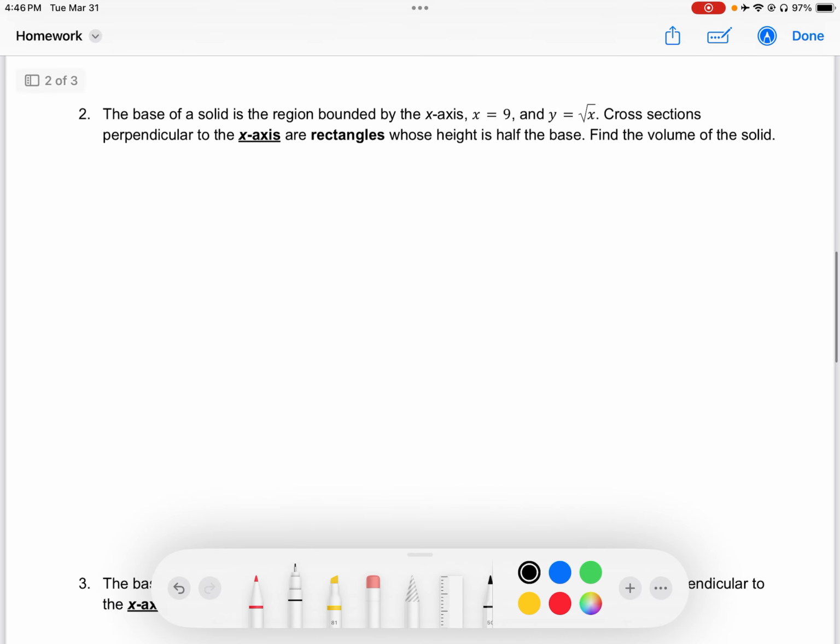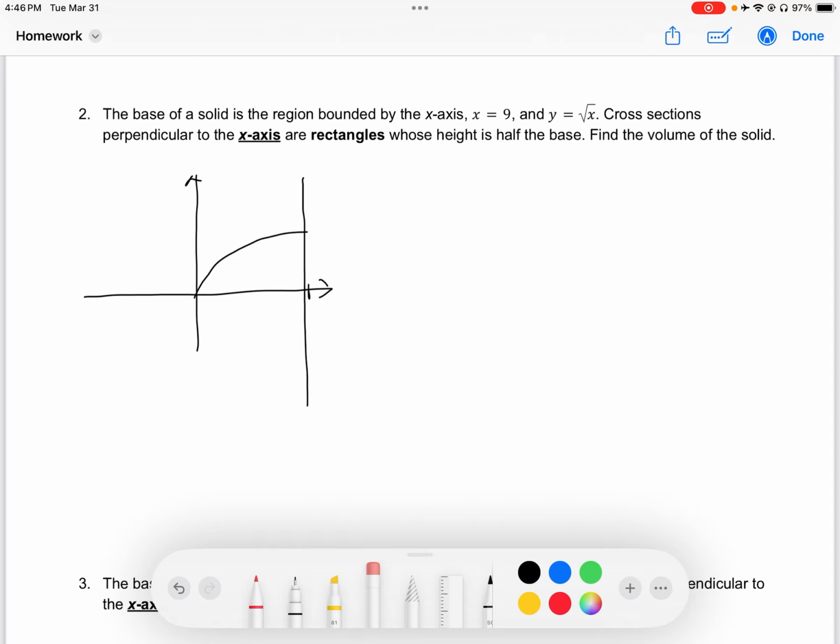Okay, let's look at number 2. The base of a solid is a region bounded by the x-axis, x equals 9, and y equals root x. Okay, let's graph it. We should go a little bit faster, I think. Bounded by the x-axis, x equals 9. X equals 9, let's say, is here. And square root x looks like this, right? So let's go ahead and hit that region right there. This is x equals 9. That means this is going to be y equals 3 because that point is (9, 3). And that is the region.